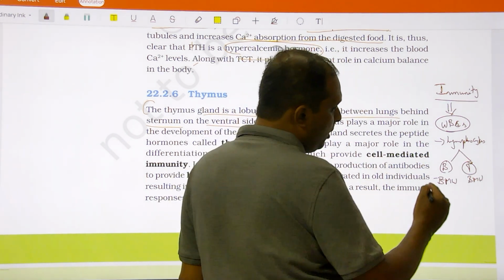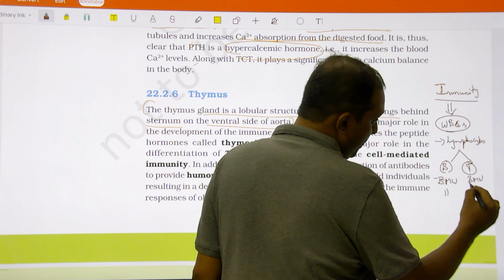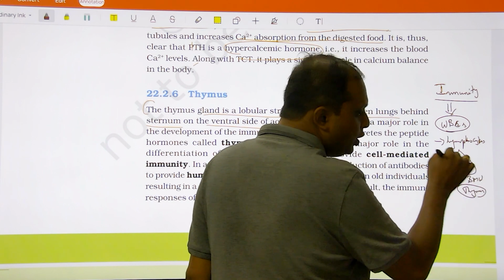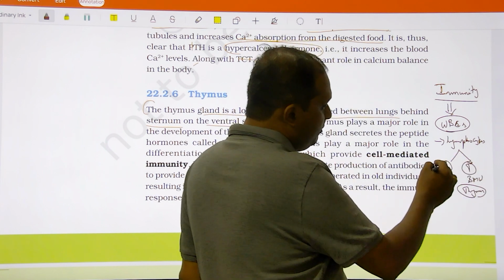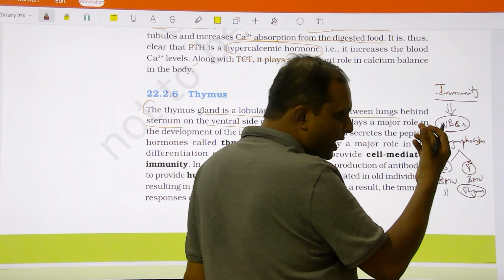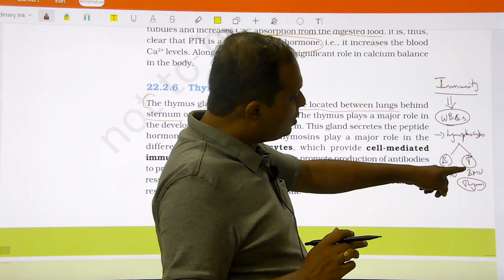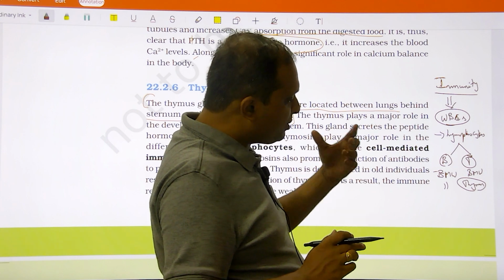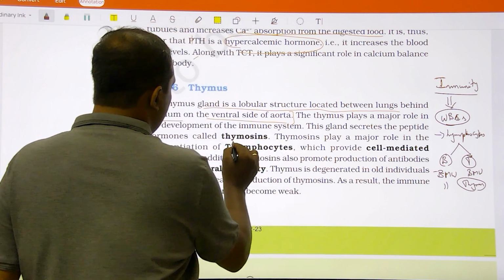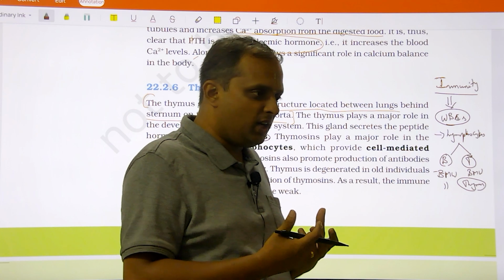Where it is matured: B lymphocytes are matured in bone marrow, whereas T lymphocytes are matured in the thymus. So here is where you get the role of the thymus. The reason we call one a B lymphocyte and the other a T lymphocyte is based on the location where the cells are matured. So how is the thymus going to mature T lymphocytes? The thymus produces a hormone called thymosin.